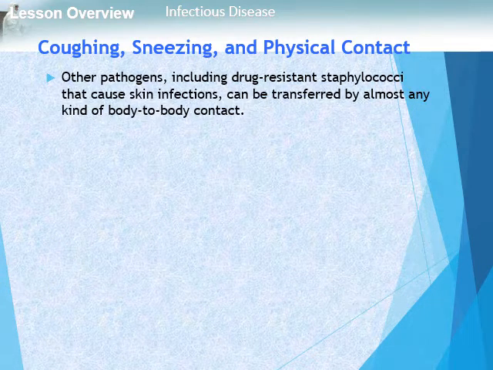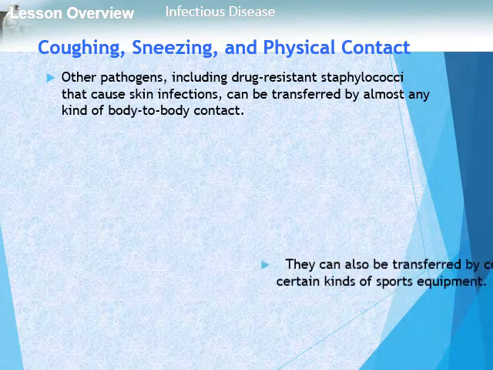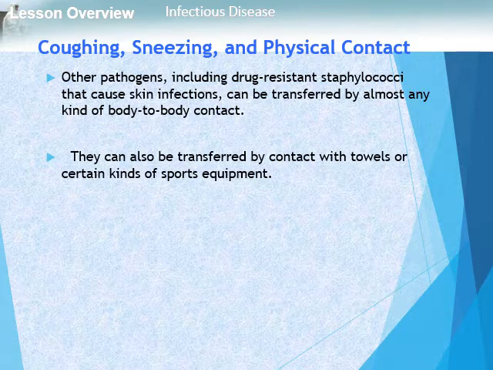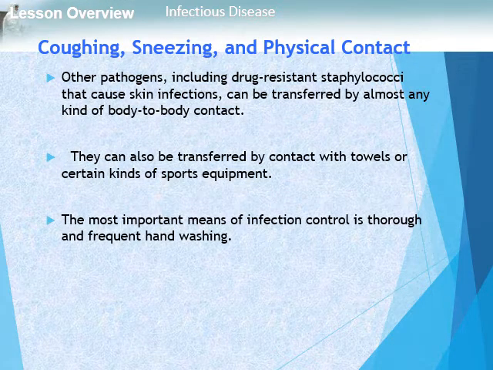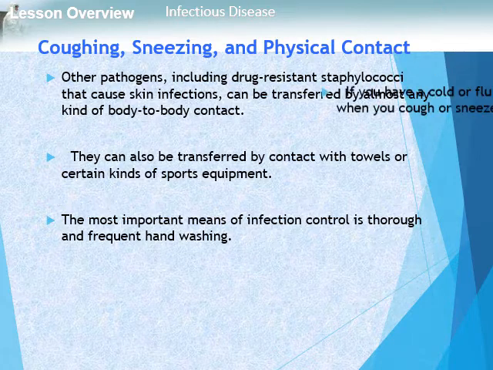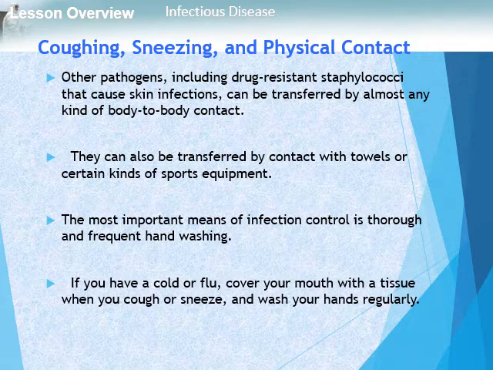Other pathogens, including drug-resistant staphylococci that cause skin infections, can be transferred by almost any kind of body-to-body contact. They can also be transferred by contact with towels or certain kinds of sport equipment. So, how can we control diseases that can transmit by coughing, sneezing, and physical contact? The most important means of infection control is frequent hand washing. If you have a cold or flu, cover your mouth with a tissue when you cough or sneeze and wash your hands regularly.